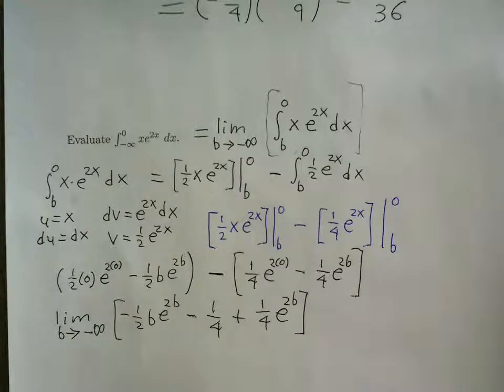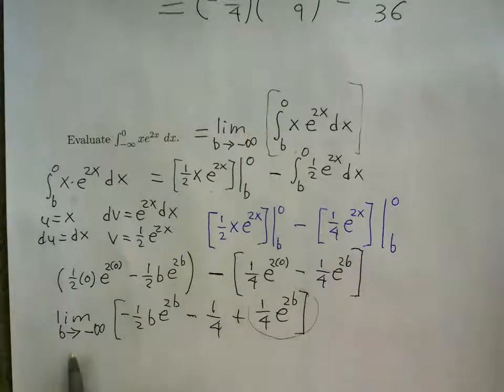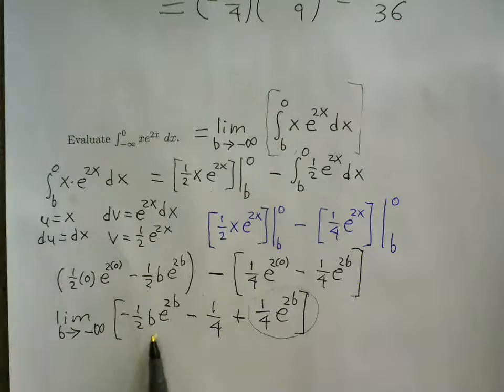Okay, now what happens when b goes to negative infinity? Let's do the easy one first, this term on the right. When b goes to negative infinity, then 2 times that number goes to negative infinity. And e raised to a negative exponent that's going to negative infinity goes to 0. So the limit of this term as b goes to negative infinity is 0. We're going to get a constant, minus negative 1/4. And what about this one?